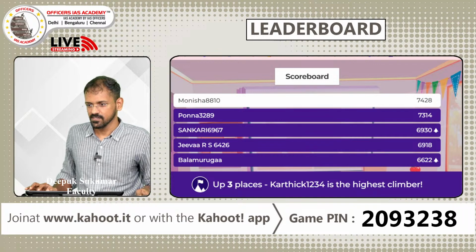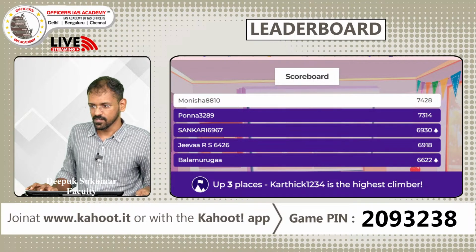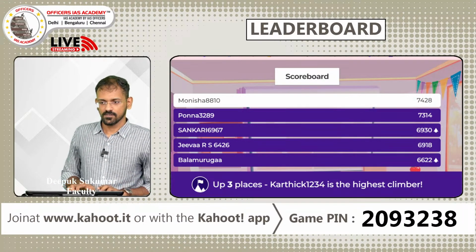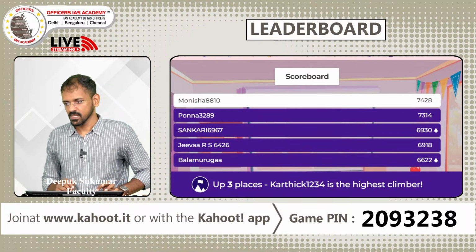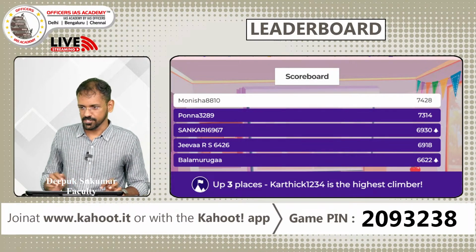Monisha, just not going down, very strongly holding her place. Balamurgan has found himself back again in the top 5. Good. But very close, Ponna and Monisha. Okay, let's move.